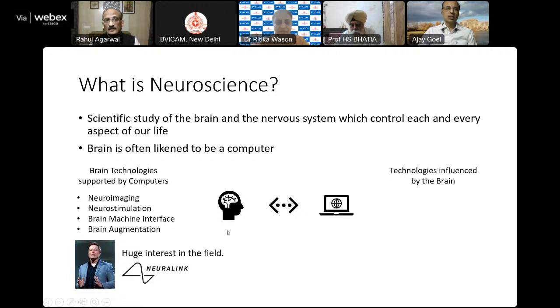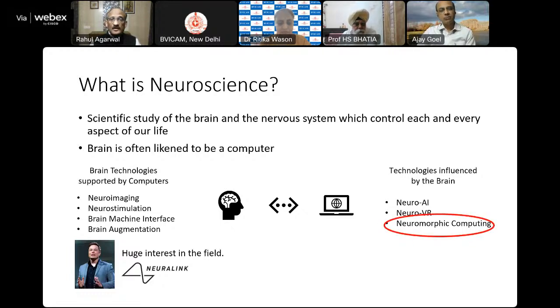On the other side, brain science or neuroscience is also helping us advance our technologies. There are various technologies which are influenced by how the brain works, like neuro AI, in which artificial intelligence is improved by understanding how the brain works. Then neuro VR, which is the field of virtual reality influenced by how the brain works, and the field of neuromorphic computing, where we are looking at how to enhance computing capabilities by understanding how the brain works. So this is what we are going to talk about in today's session.